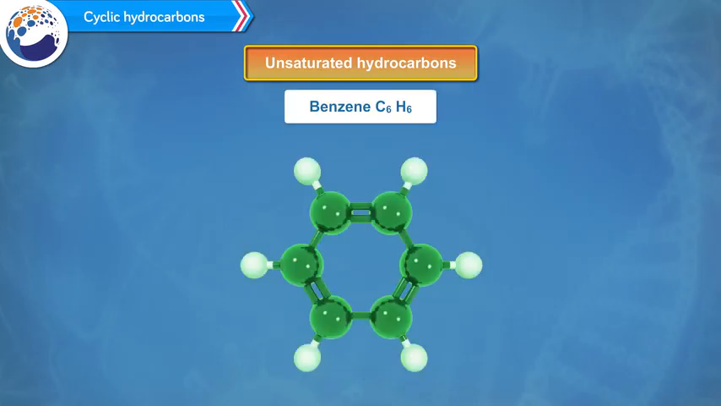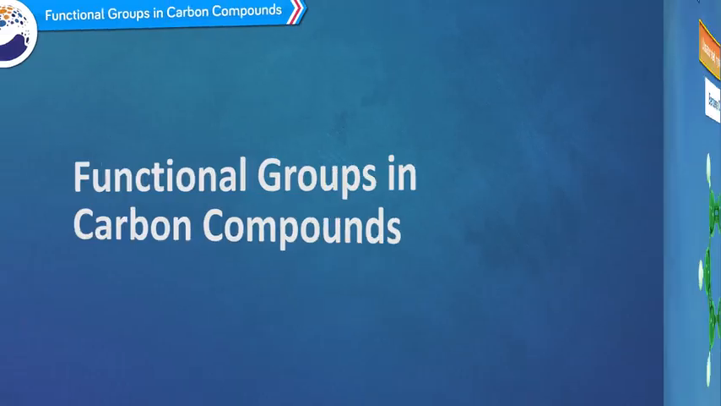Benzene, C6H6. Benzene is a cyclic unsaturated hydrocarbon. There are 3 alternate double bonds in the 6-membered ring structure of benzene. Compounds showing such a characteristic unit structure are called aromatic compounds.